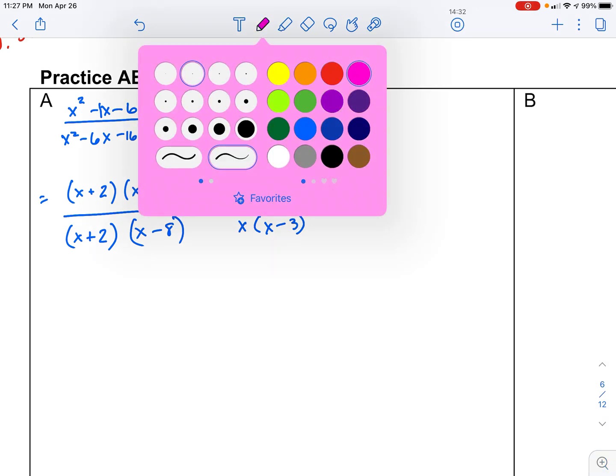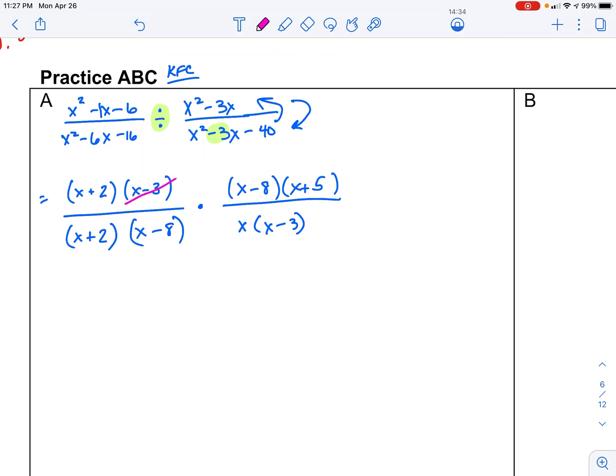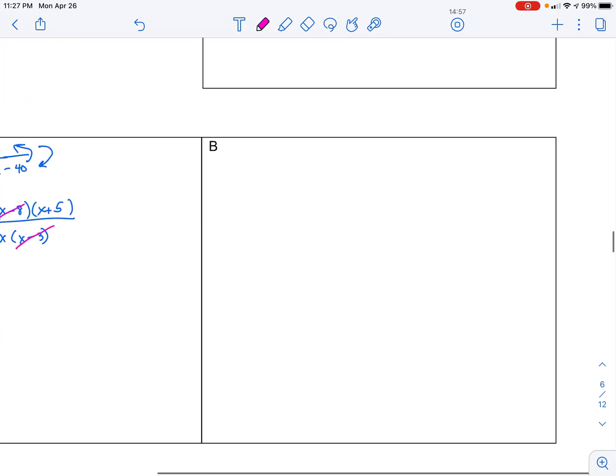All right, let's start going to town and canceling these things. We have x minus 3s. We have x plus 2s. We have x minus 8s. Nope, I guess that's it. Okay, so the answer then is going to be x plus 5 over x. And that's the answer to letter A.